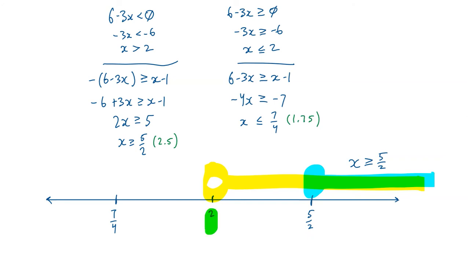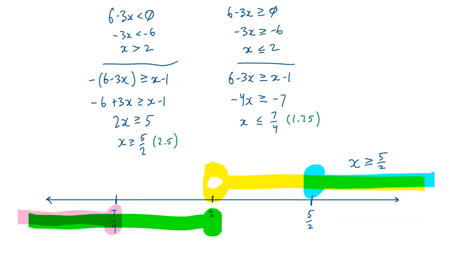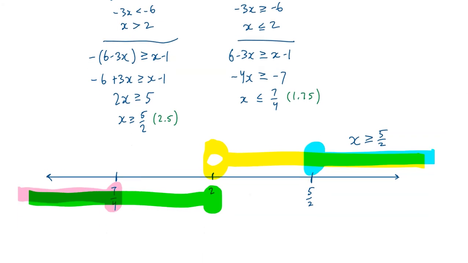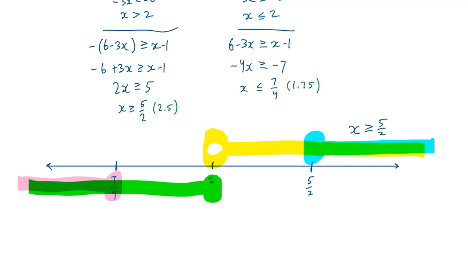X less than or equal to 2. X less than or equal to 7 over 4. So where do they overlap? You can see where the color changes. I don't know what color that is. Gray? Yeah. When x is equal to or less than 7 over 2.